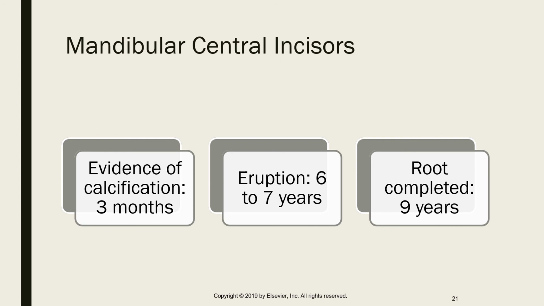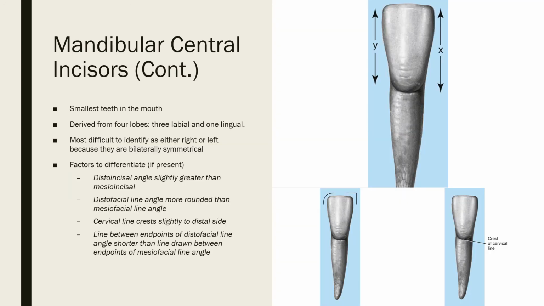I always like to do grades because when my patients are coming in, you're usually asking them what grade they're in, and even if they've lost theirs, maybe their friends are starting to lose theirs, and it's kind of an exciting time for kids. Root is usually completed 2 years later, so at 9 years of age. These are the smallest teeth in the mouth. So like I said, it is the smallest tooth in the mouth.